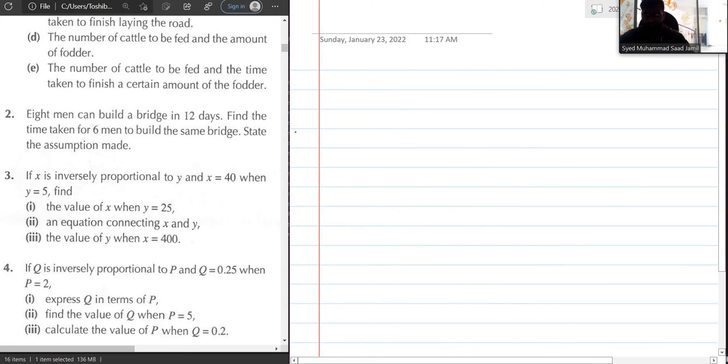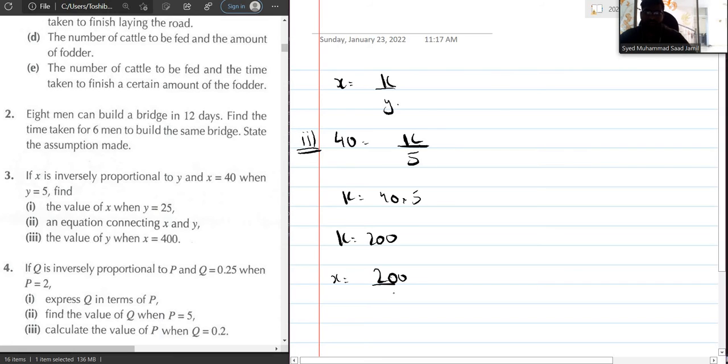So as you can see, question number 3 says if x is inversely proportional to y, that means x equals k upon y. So x is equal to 40 and y is equal to 5. First of all, always find the equation. Now in this question, finding the equation is part 2, but for our ease, we will solve part 2 first and find the equation. So the value of x is 40, which equals k upon 5. So now k equals 40 multiplied by 5, which is 200. So your equation is x equals 200 upon y.